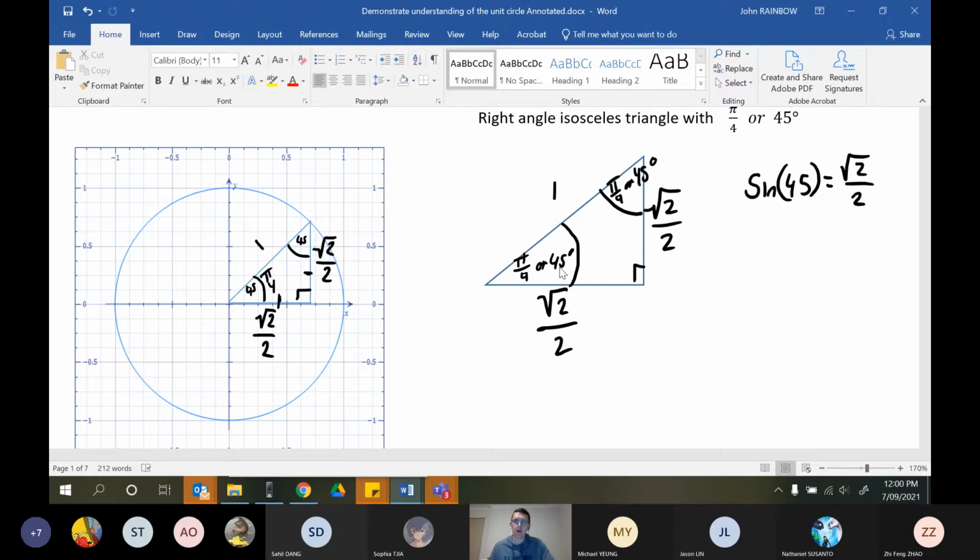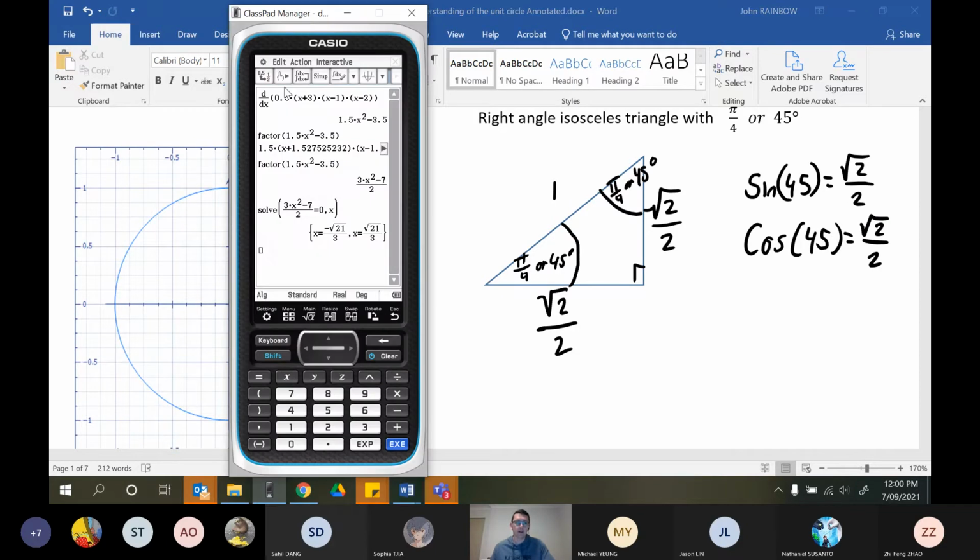So cos would be what? Cos would also be adjacent on hypotenuse. So actually sine 45 and cos 45 are the same value. And these are what we call exact values because we can get them exactly.